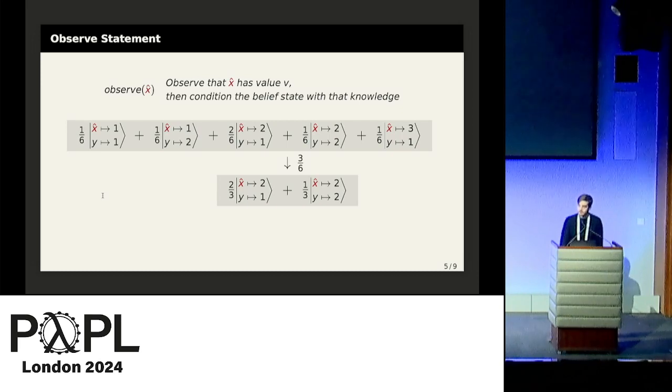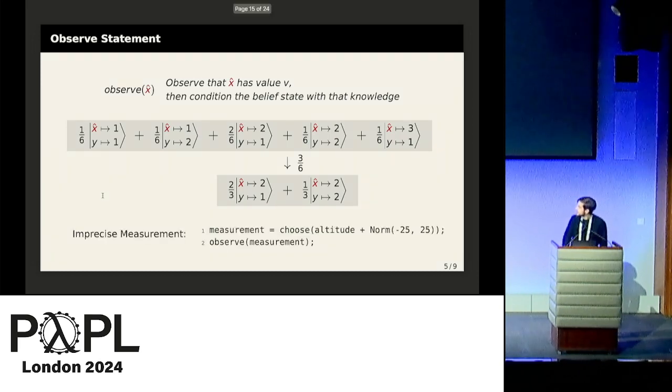This allows us to very compactly model behavior of partial observability because, for example, if we want to work with an imprecise measurement, we can first use a choose statement to describe how the measurement is derived from the thing we are trying to measure. In this case, it is the altitude. Then we observe the measurement to automatically condition the belief state on the altitude.